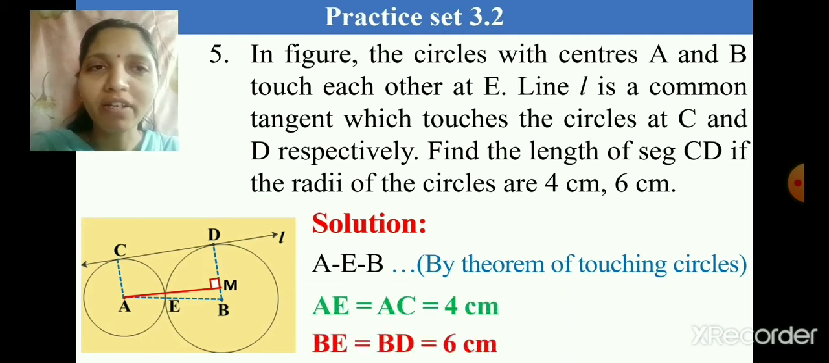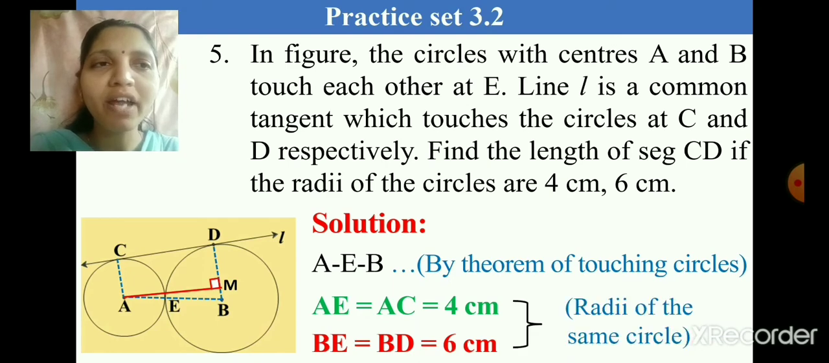Therefore we can write AE is equal to AC. Why is AE equal to AC? Because these are radii of the same circle. The radius of the smaller circle is given as 4 centimeters, so this will become 4 centimeters. Similarly BE is equal to BD. These are also radii of the bigger circle and that is equal to 6 centimeters. It is given to us, and the reason you will write is radii of the same circle.